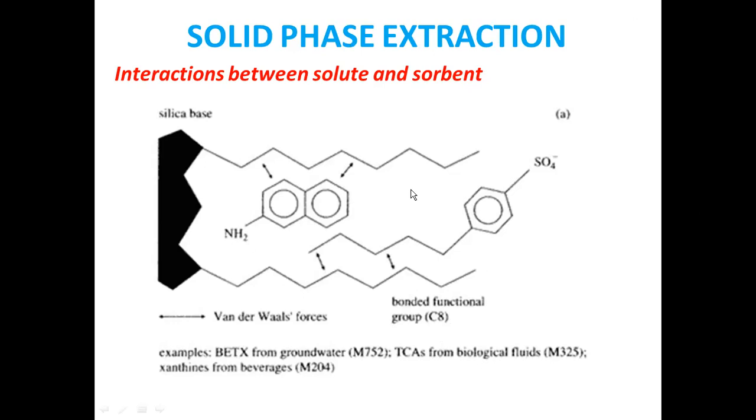These types of interactions are possible when you introduce samples such as benzene, ethyl benzene, toluene, and xylene through the apparatus containing the sorbent. So BTEX, meaning benzene, ethyl benzene, toluene, and xylene, can be separated from groundwater by using this modified silica. Tricarboxylic acids can also be separated from biological fluids, and xanthines can be separated from beverages. So this is one type of interaction.